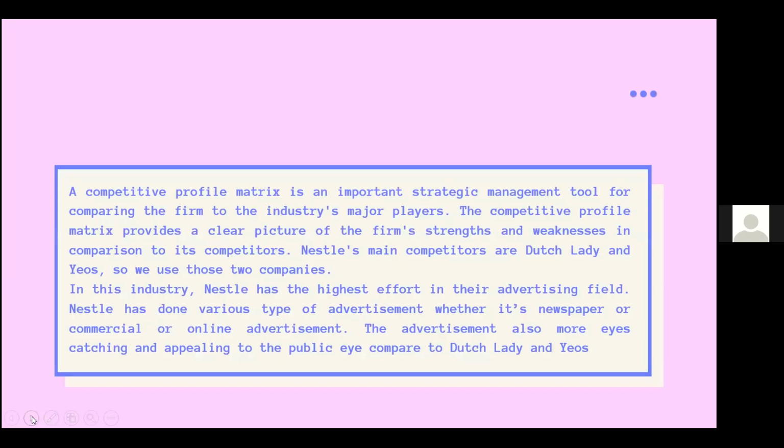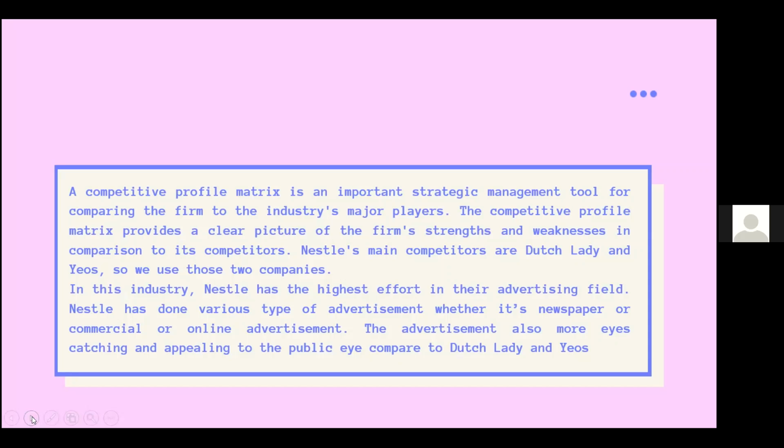Okay, so the competitive profile matrix is a very important strategic management tool for comparing the firm to the industry's major players. So we're comparing one company to all companies in that industry. The competitive profile matrix provides a clear picture of the firm's strengths and weaknesses in comparison to its competitors. So Nestle's main competitors are Dutch Lady and Yeo's, as I already mentioned. And so we use those two companies to compare.